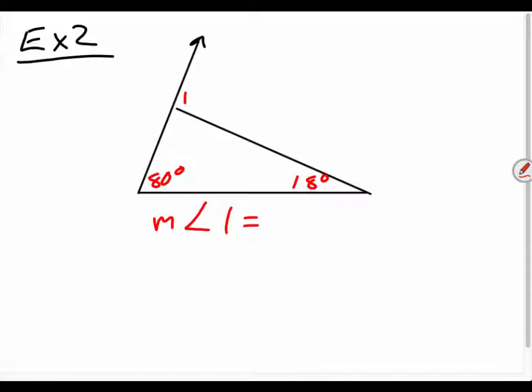Well, how do I find the measure of angle 1? Does anybody have a clue? Yes. What do we do? Well, first you have to find the missing angle on the inside. Is that right? Well, we could do all that, but angle 1 equals 80 plus 18.